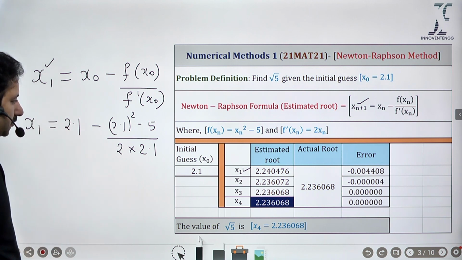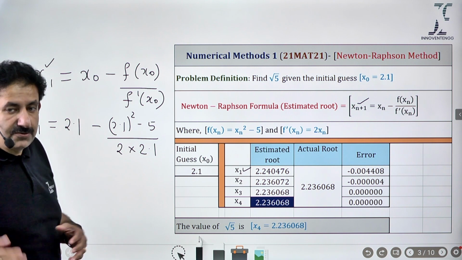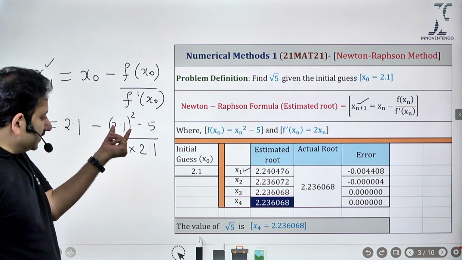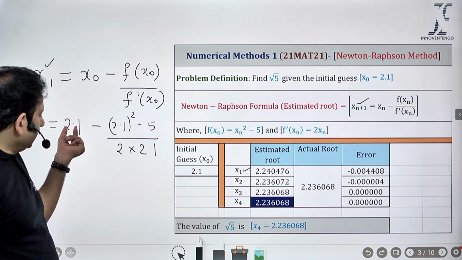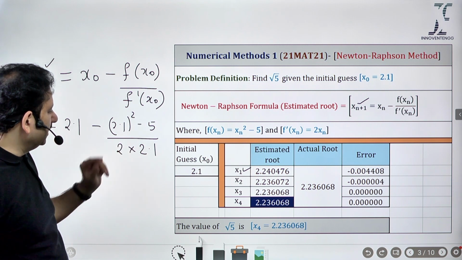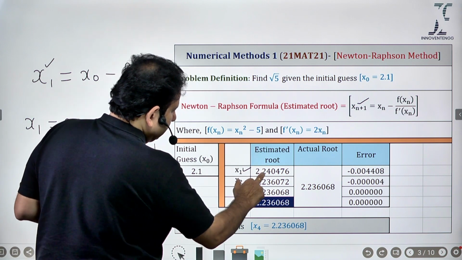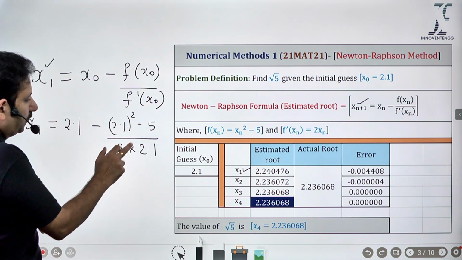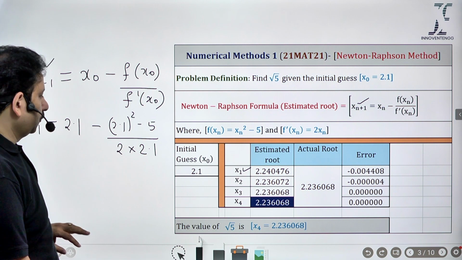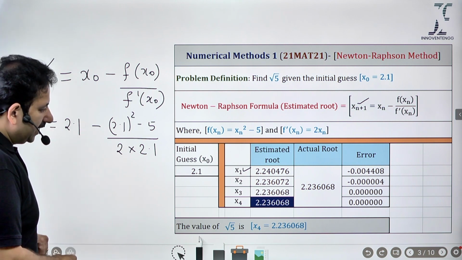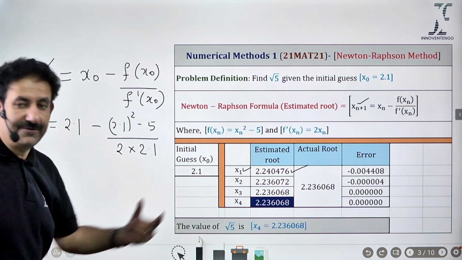This is your first estimated root, and observe this carefully mathematically. 2.1 square comes around somewhere 4.41 minus 5, which is a negative number. That means you are subtracting from 2.1 a negative number. That means it actually becomes a positive number. That is where you can see that it has become 2.24 from 2.1, and incidentally you also appreciate that it has slightly overshot the root that you were expecting. So you would get your first approximation as this number. This is what exactly we have calculated.